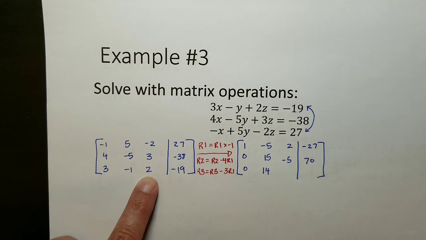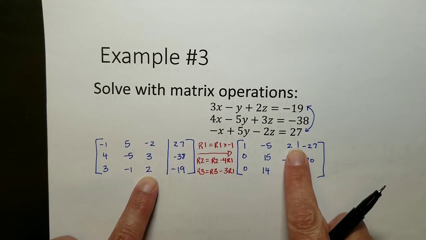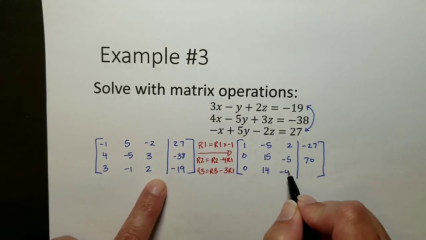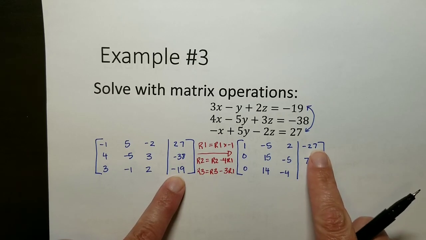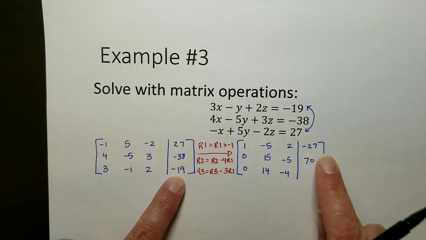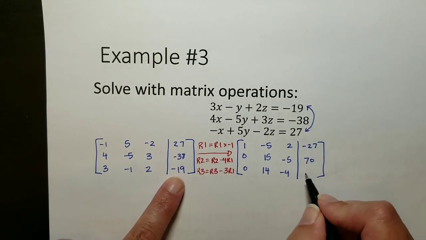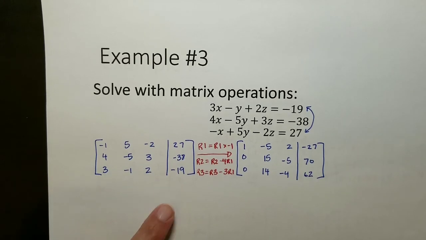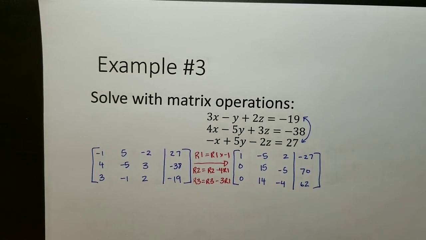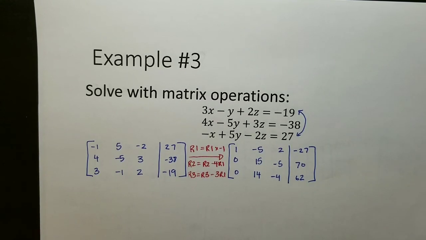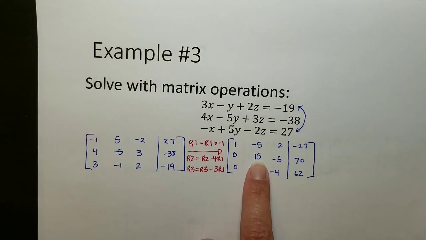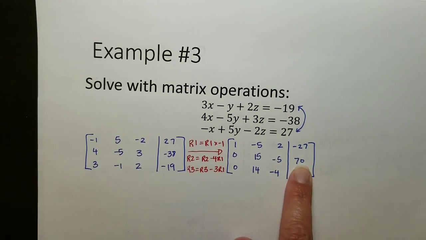And 2 minus 3 times 2 is negative 4. And negative 19 minus 3 times negative 27. So the double negative there gives me 62 up in that spot. Okay, my next step is going to get me a little bit of a mess here, because if you're looking at these, there's no good way to get a 1 in that spot. This is going to come up with some fractions.